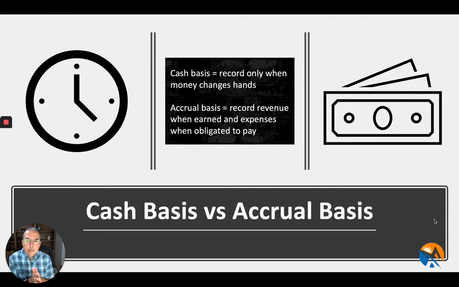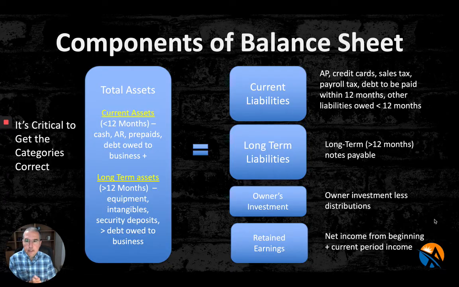But let me talk about something that is a little bit of a method. It's two separate methods of recording transactions in your business, and that's called the cash basis versus the accrual basis. The reason why I bring that up is because in your balance sheet, I mentioned that you have current liabilities, and one of them is accounts payable. And another one is going to be like sales tax.